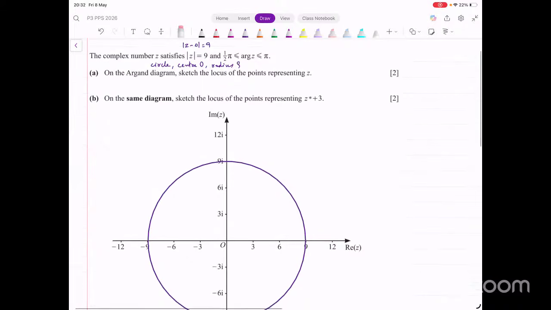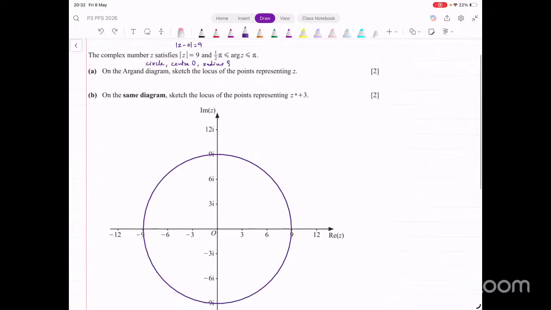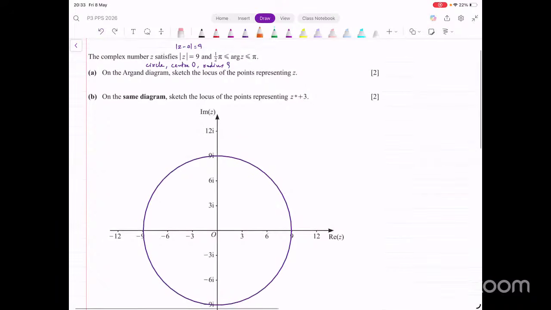Okay, so we were given that the complex number z satisfies this equation: modulus of z is equal to 9. That means we have a circle with center at origin and radius 9. Now the circle should be drawn with a compass. It should pass through the points 9, minus 9, 9i, minus 9i. Now they're saying another condition is the argument of z is between pi over 2 and pi.